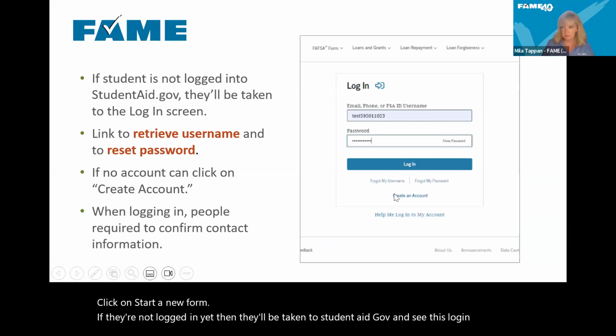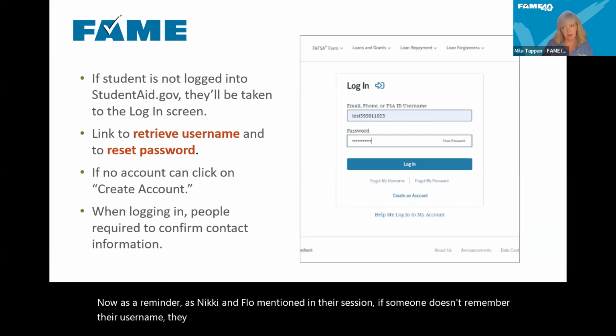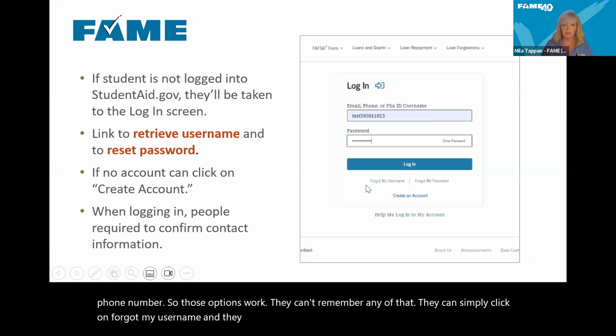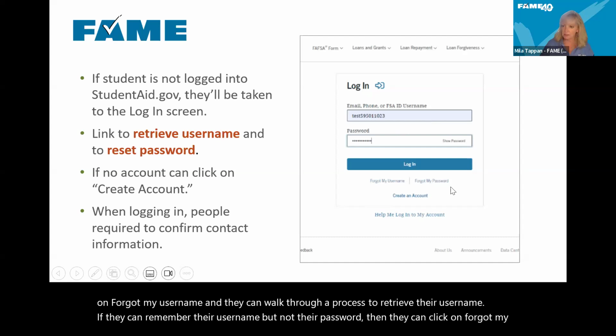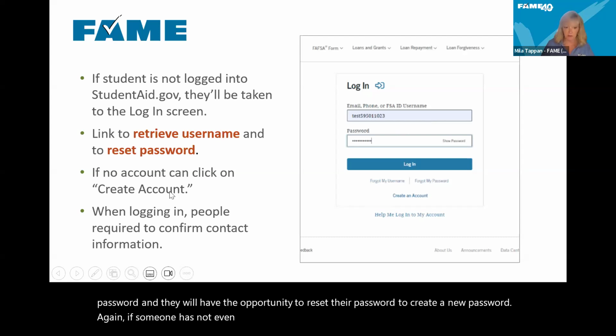Now, as a reminder, as Nikki and Flo mentioned in their session, if someone doesn't remember their username, they can sign in using a verified email, or they can sign in using a verified cell phone number. So those options work. If they can't remember any of that, they can simply click on Forgot My Username, and they can walk through a process to retrieve their username. If they can remember their username, but not their password, then they can click on Forgot My Password, and they will have the opportunity to reset their password, to create a new password. Again, if someone has not even created an account yet, they will do that first.